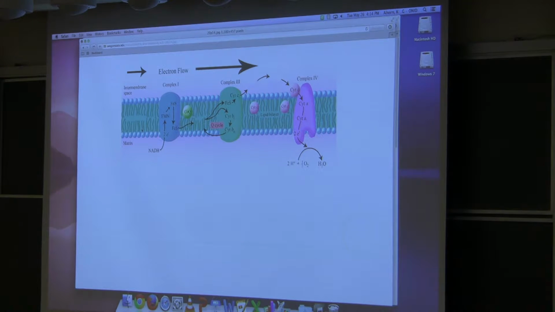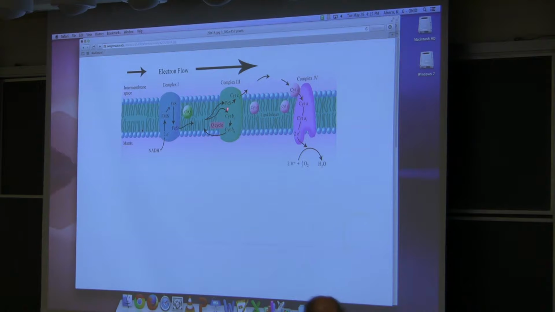I'll talk about complex 2 later. So from complex 1 to coenzyme Q to complex 3. Coenzyme Q does not pump any protons. No protons pumped here. It's simply a way of shuttling electrons between complex 1 and complex 3.